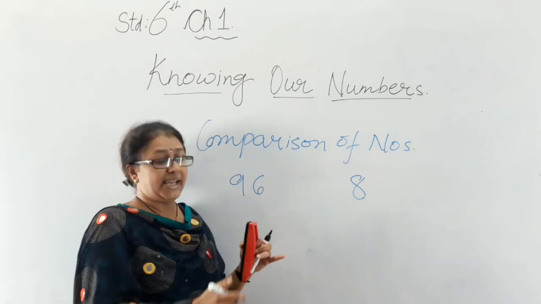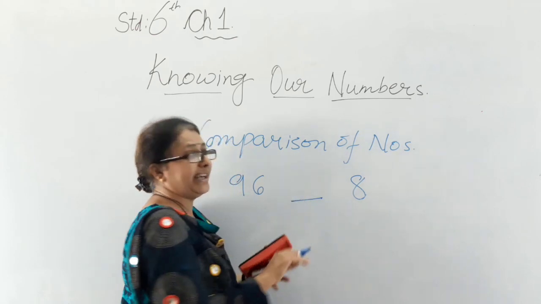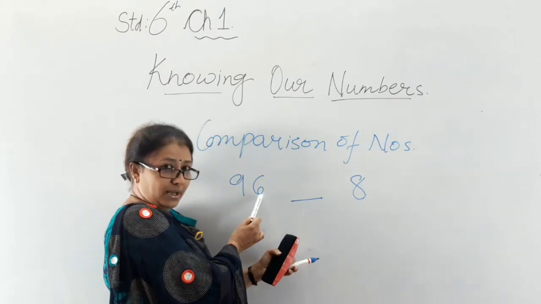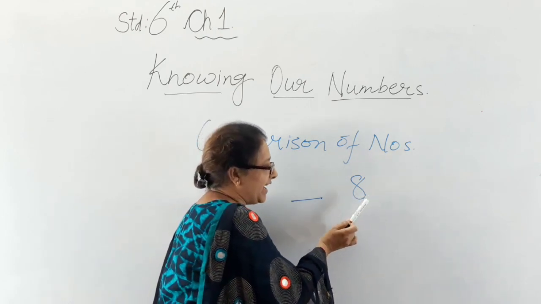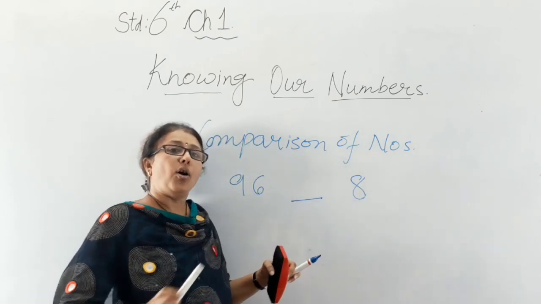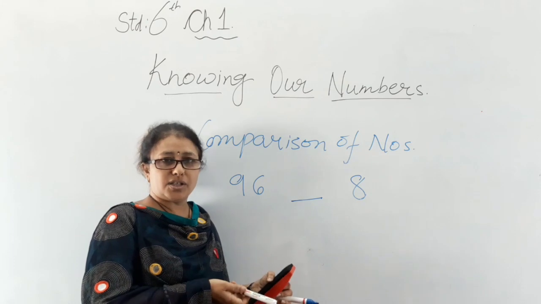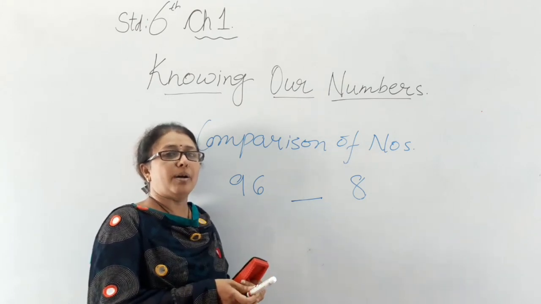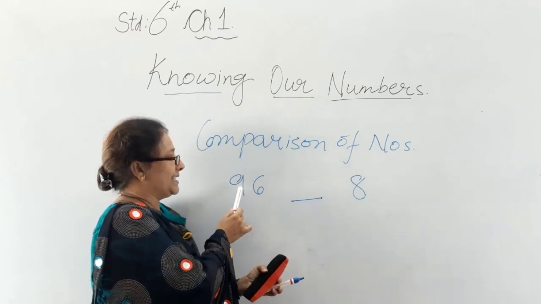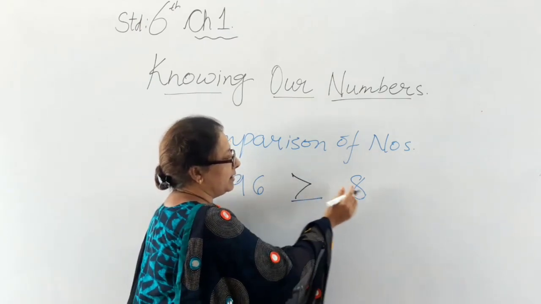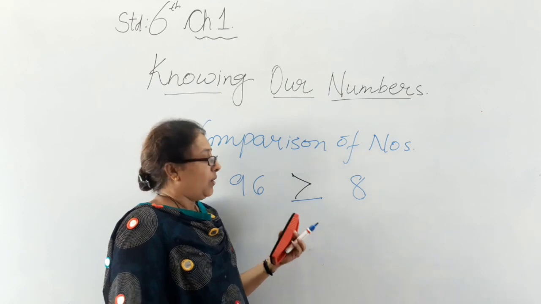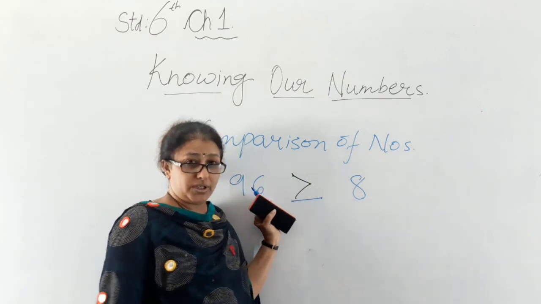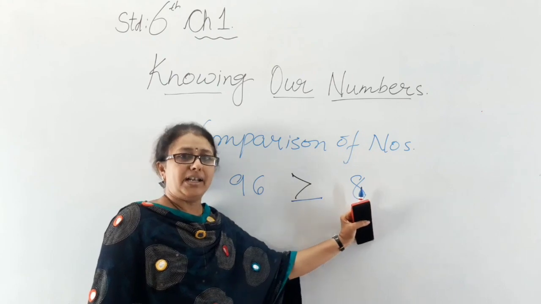Here it becomes very easy to find out which is greatest and which is smallest. The reason is, here we have a two-digit number and here a one-digit number. So automatically, seeing the digits of the numbers, we can compare which number is greatest and which is smallest. Over here I can say 96 is bigger than 8. This is easy because one is a two-digit number and the other is a one-digit number.